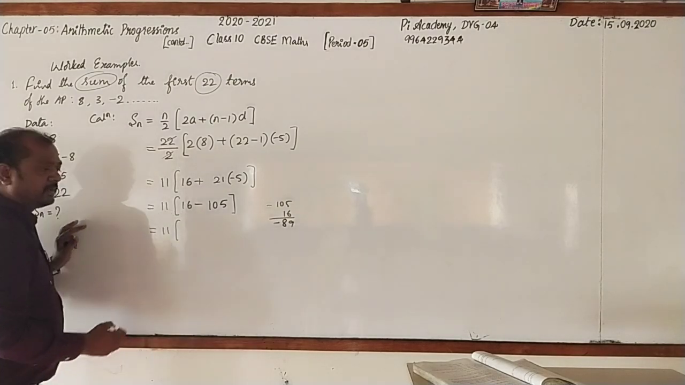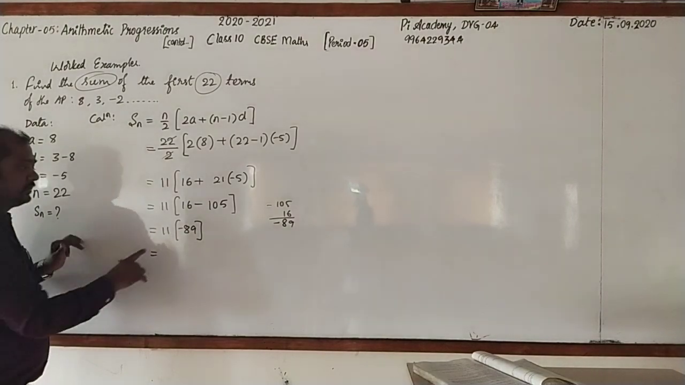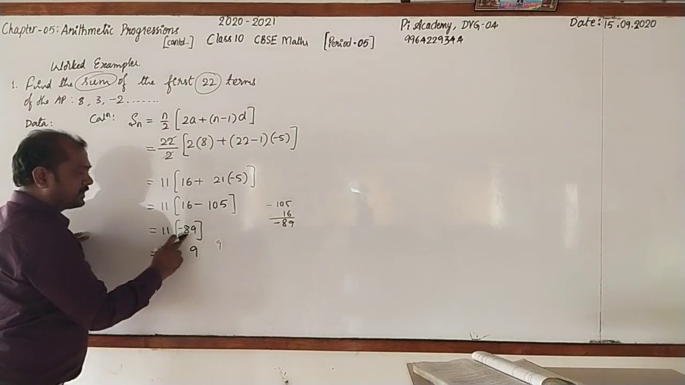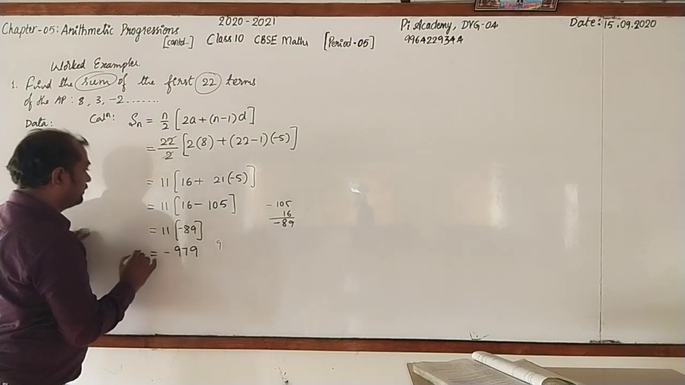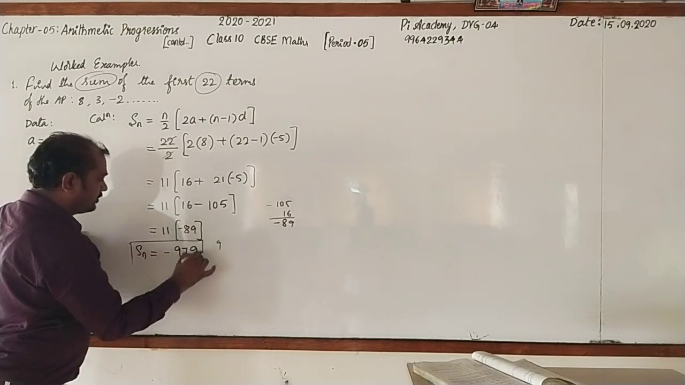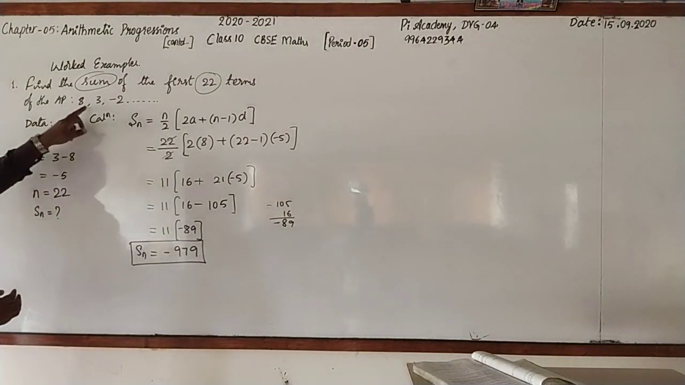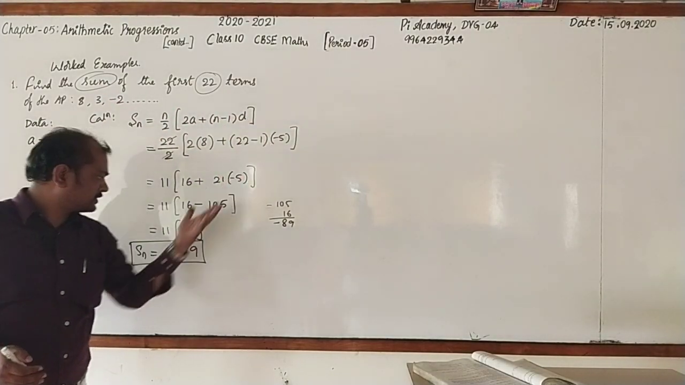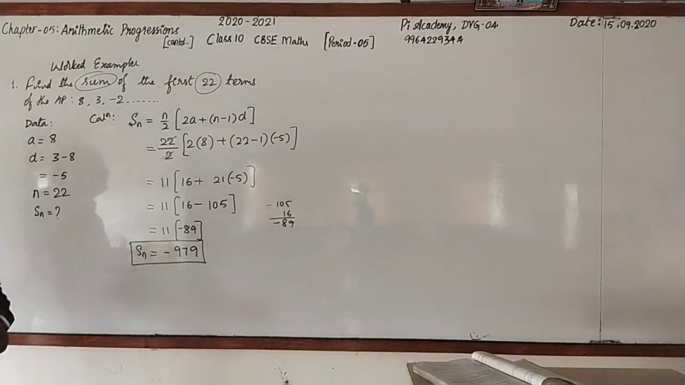The greater number's sign is minus. It will be minus 89. Now multiply with 11, minus as it is. 11 9s are 99, 9 is the carry. 11 8s are 88, 88 plus 9 is 97. So Sn is minus 979. Okay. Here the terms are decreasing, so you will get negative numbers. When you add negative numbers, the sum will also be negative. That is why Sn or S22 is minus 979.